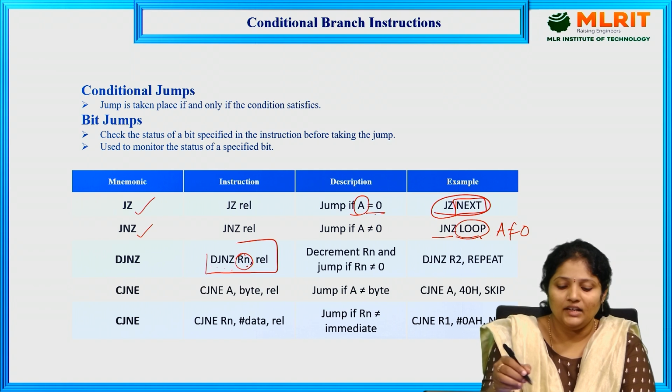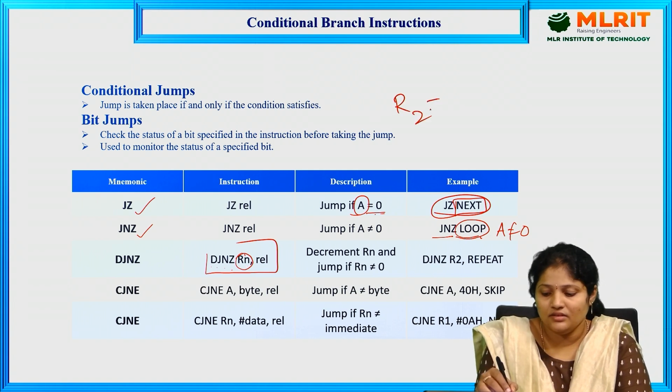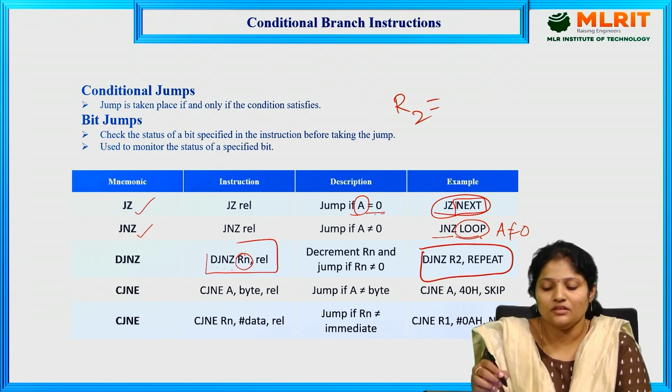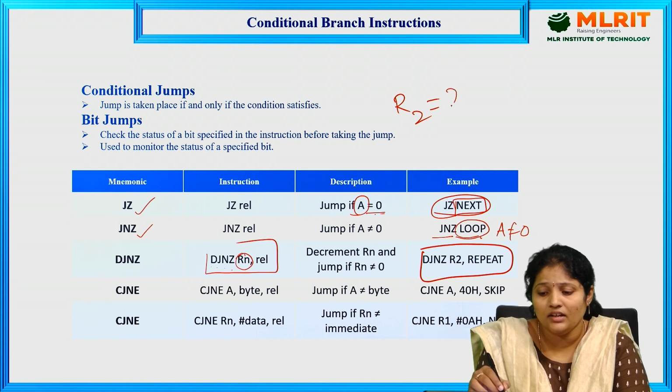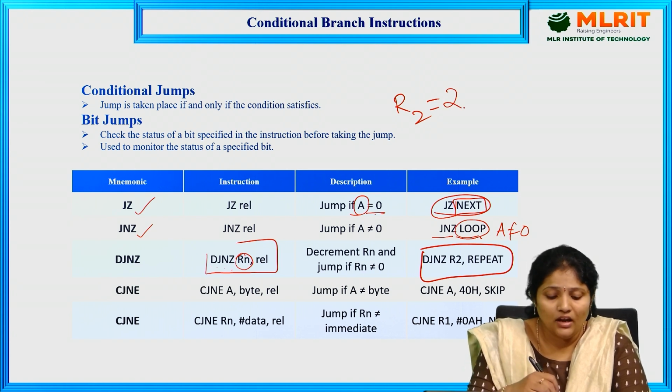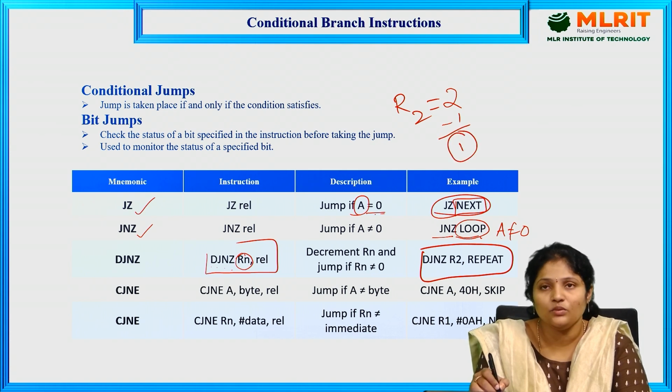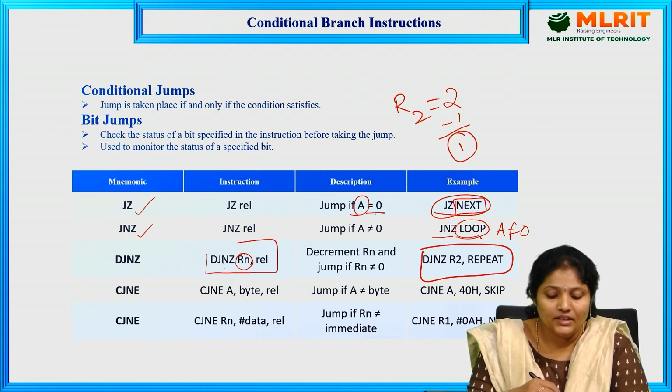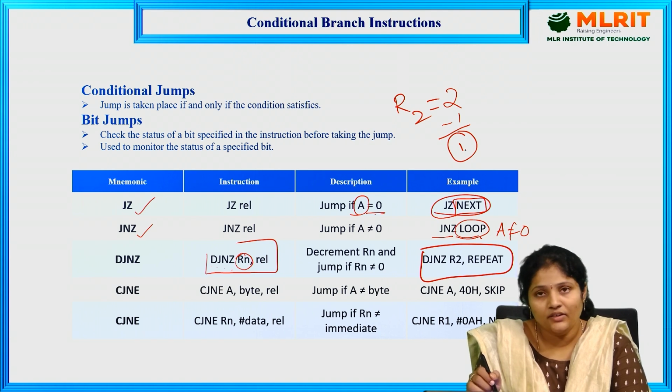Here Rn is the register, so it will check the data in the register. Suppose I am taking the R2 register. If the R2 register has the data 2, first the decrement operation will be performed. So minus 1, and the data in the R2 register is now 1. I have decremented R2 and the value is not equal to 0.